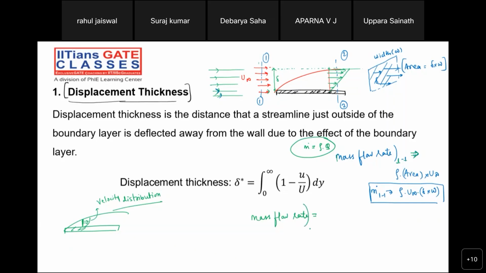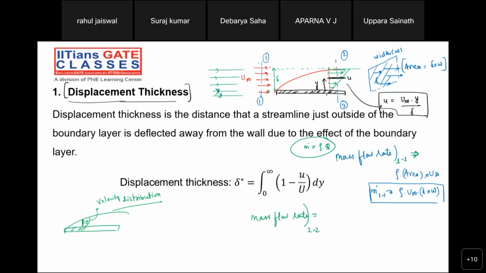So now what is the mass flow rate at section 2? The mass flow rate at section 2 cannot be directly written as we are writing over here, because the velocity is not a constant one. Velocity varies with y. As we keep on moving in the y direction, velocity also keeps on increasing. For the linear velocity profile, at any layer we can write the velocity as U infinity into y by delta. Can we write like that?